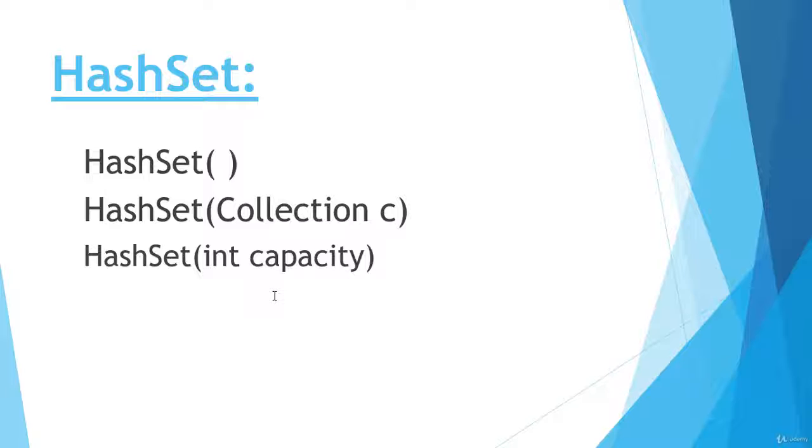Now these are the constructors of the HashSet class. In the first constructor we pass nothing. In the second constructor we can pass a complete collection. In the third constructor we can pass the initial capacity of the HashSet. If the capacity of this HashSet is filled, then the HashSet can grow its size automatically.